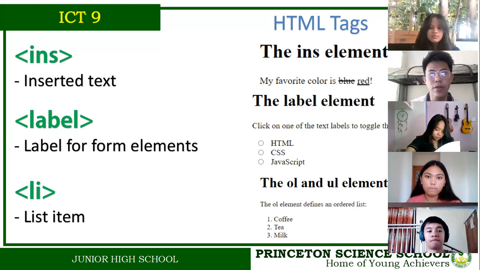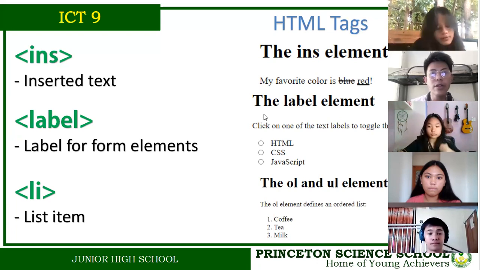Okay, so if you're going to list some items one by one, you enclose them with the LI tag. And of course, the OL tag will be the one responsible for ordering them. Okay. And so for the next one, we have the pre tag.